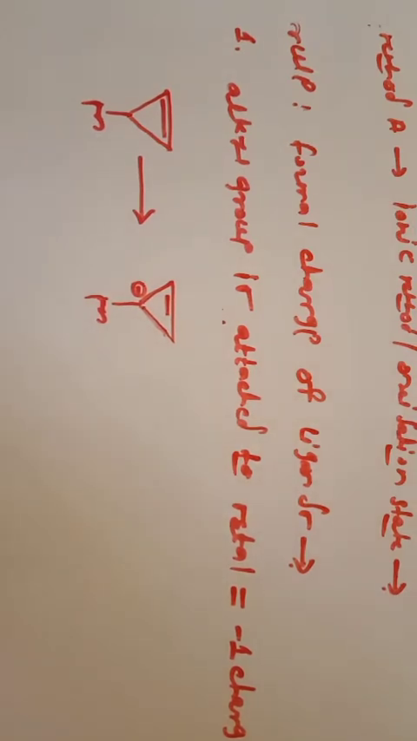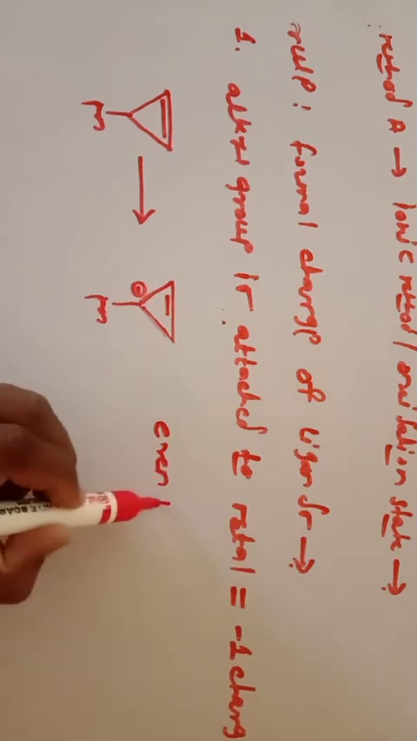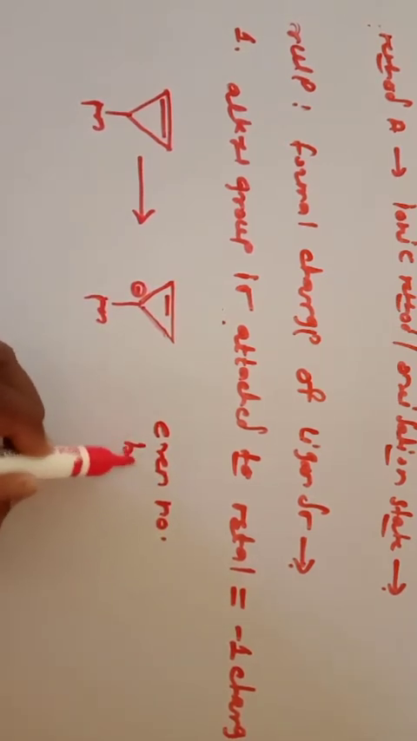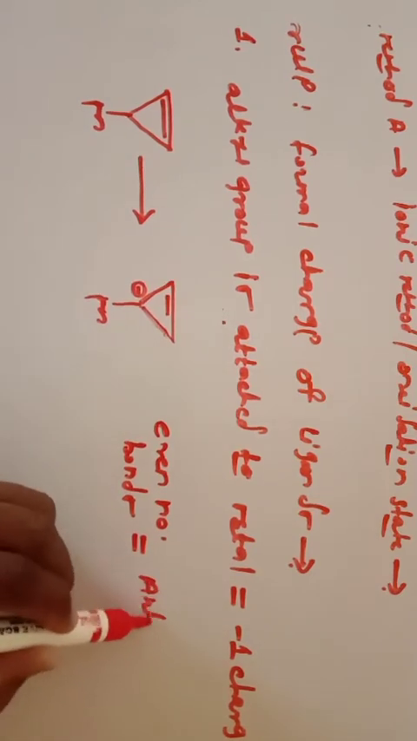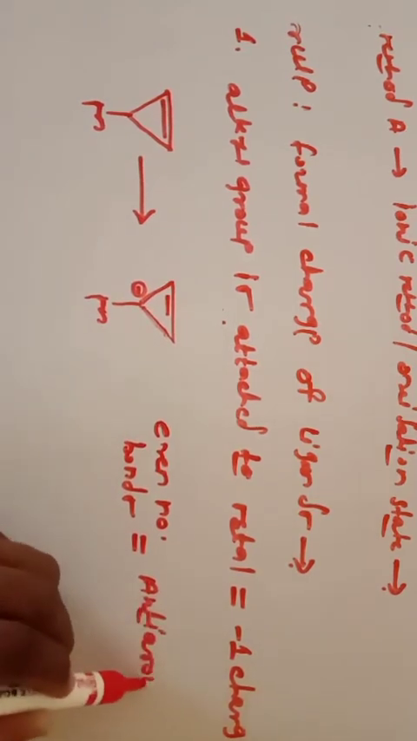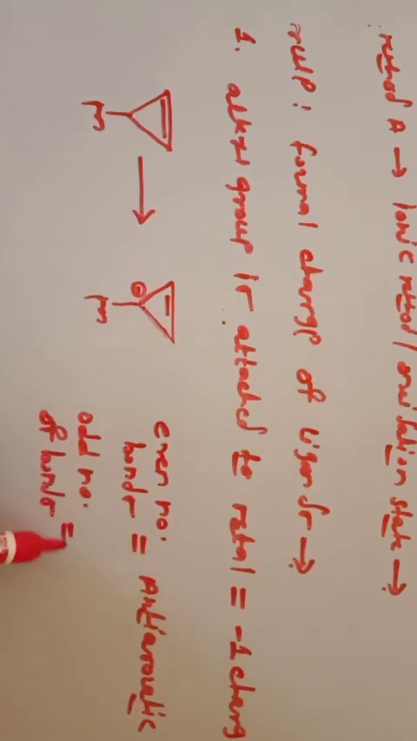So we know that whenever there is an even number of bonds, then it is an anti-aromatic species. And if there is an odd number of bonds in a cyclic system, then it is an aromatic species.